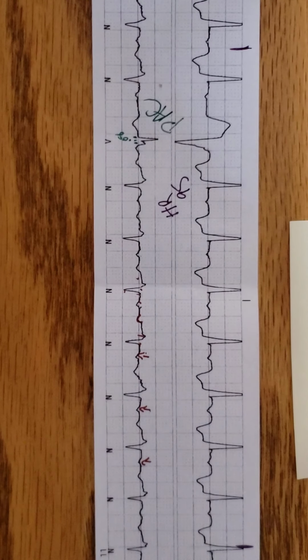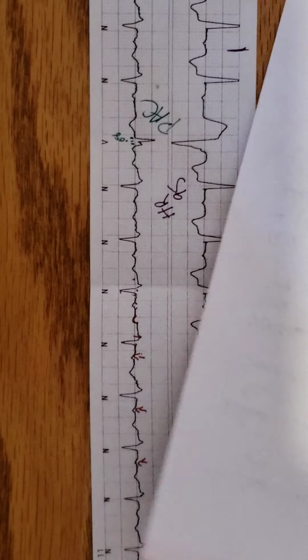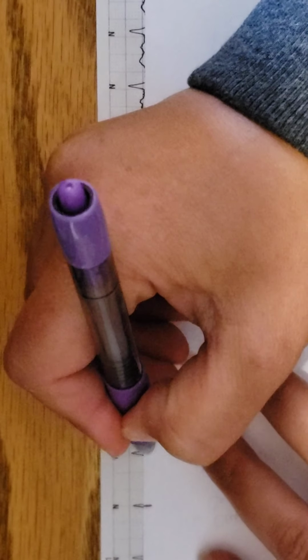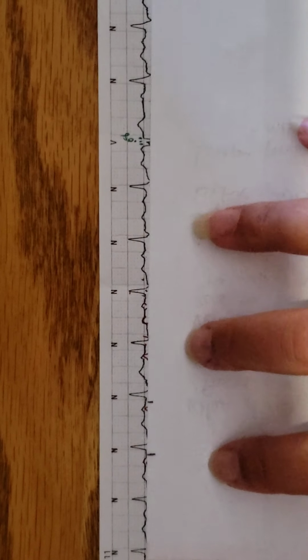Let's check and see if our R to R intervals are consistent. And so remember, to do that, we're going to take and mark a line at this R and this R, and kind of move it down and see if it matches.